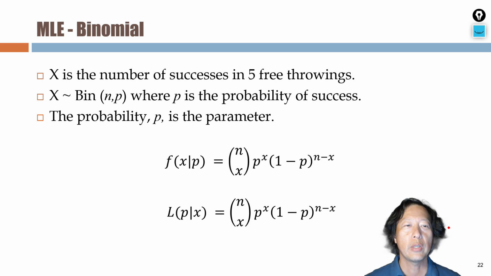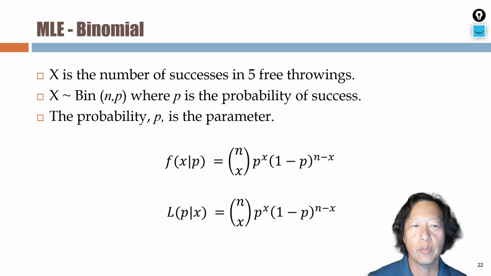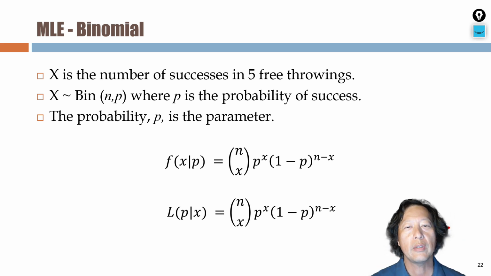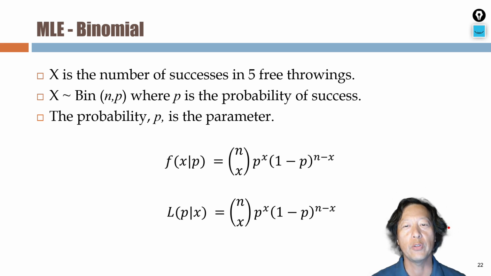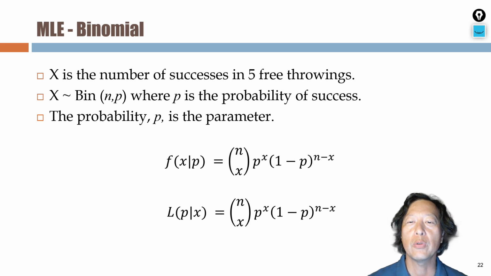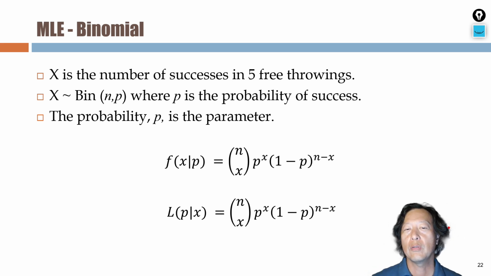So this is one example. Let X be the number of successes in 5 free throws, like free throws in basketball. You can try 5 free throws, so the possible outcomes will be 0, 1, 2, 3, 4, 5. If you succeed in all of them, you got 5 successes, or if you got 3 and failed 2, then you got 3 successes.